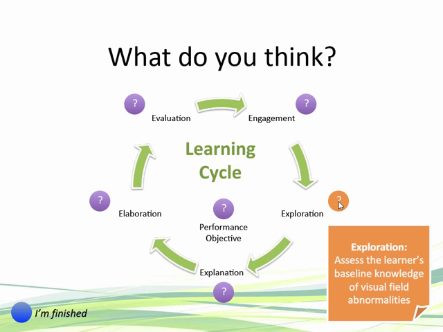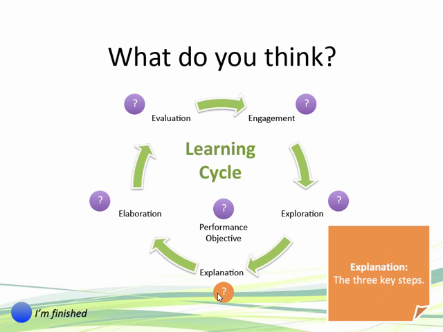The teacher assesses the student's baseline knowledge of visual field abnormalities. If the students did not understand basic field abnormalities, the teachers would have needed to explain these concepts. The explanation is the description of the 3 different steps in the visual field examination: the central field, either side of midline, and the peripheral field. The elaboration anchors this technique to the range of methods used to formally assess visual fields, including perimetry.